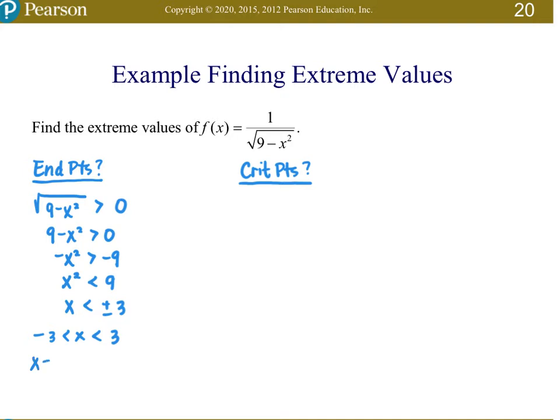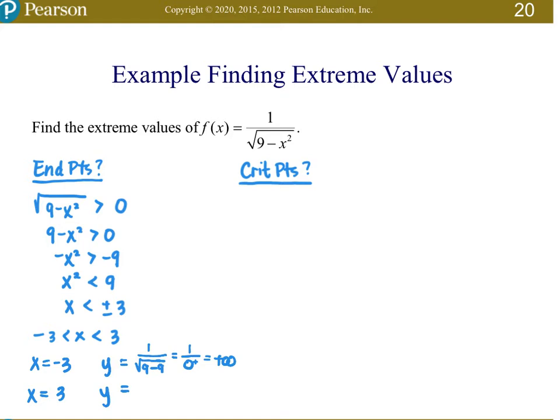So when x is negative 3 and when x is positive 3, we need to find the y values that go with that. All right, so let's plug negative 3 back up into the original problem. So that would be 1 over the square root of 9 minus, now if we plug in negative 3 and square it, we get 9. 9 minus 9 is 0. That's 1 divided by 0. And remember, we learned last semester that 1 divided by 0, if it's a positive number, is going to be positive infinity. So this turns out to have an endpoint of positive infinity.